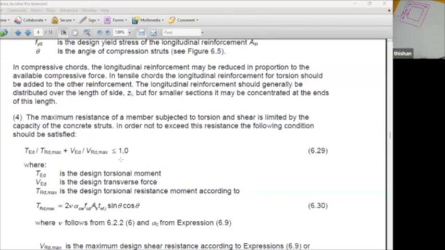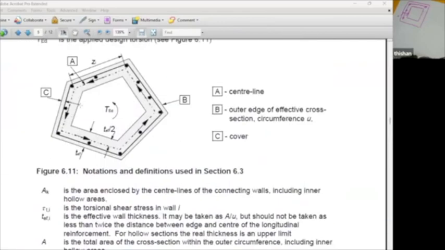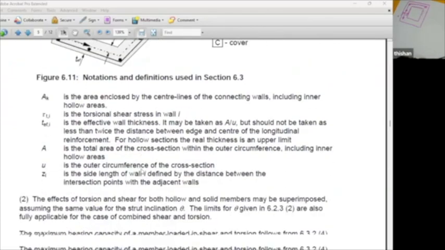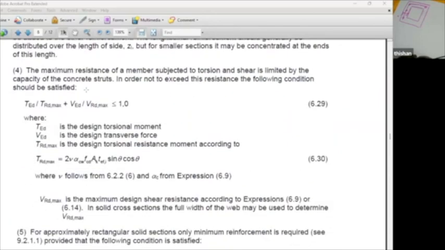The first thing is, first define the hollow section. First convert the rectangular or square section to a section like this, a hollow section. What is the second step? Check this. And once you check this, you can find the other reinforcement as well.